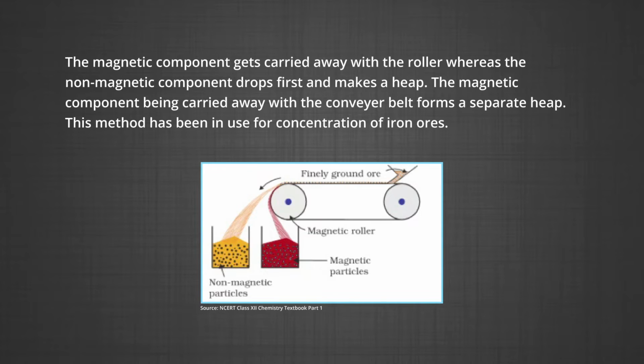The ground ore is carried over a large conveyor belt which passes over a large electromagnetic roller. The magnetic component gets carried away with the roller, whereas the non-magnetic component drops first and makes a heap. The magnetic component being carried away with the conveyor belt forms a separate heap. This method has been in use for concentration of iron ores. Another interesting method of beneficiation of ore is the froth flotation method.